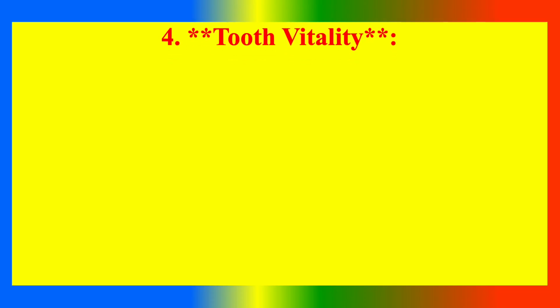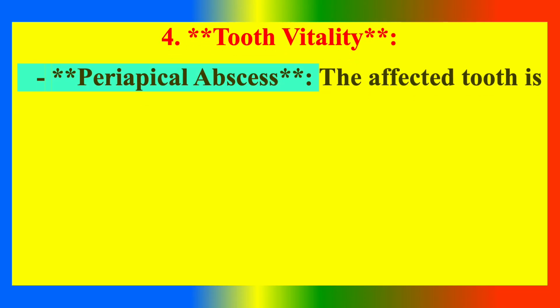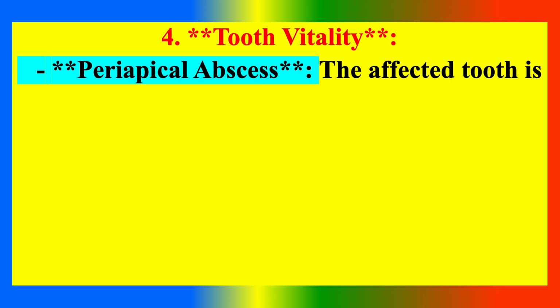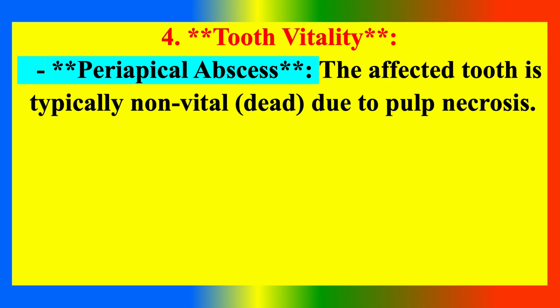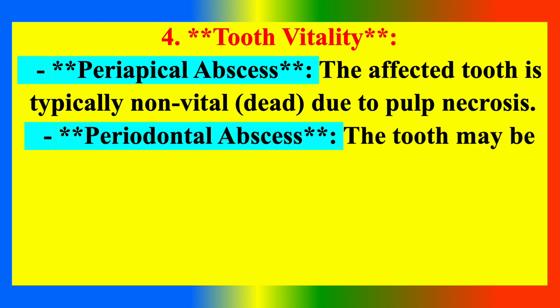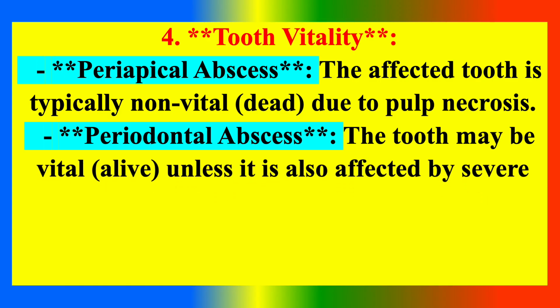Four, tooth vitality. Periapical abscess: the affected tooth is typically non-vital due to pulp necrosis. Periodontal abscess: the tooth may be vital unless it is also affected by severe periodontal disease.